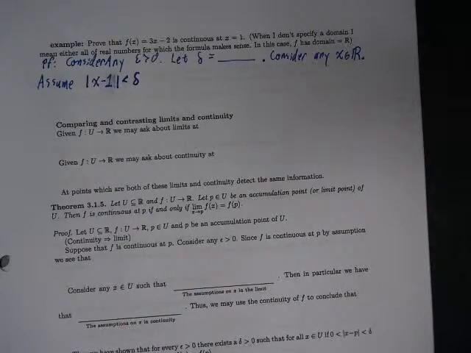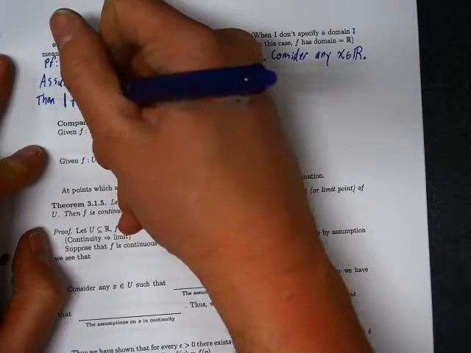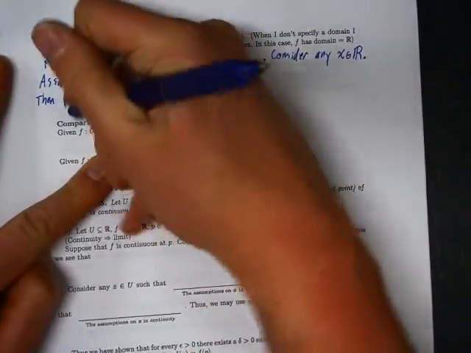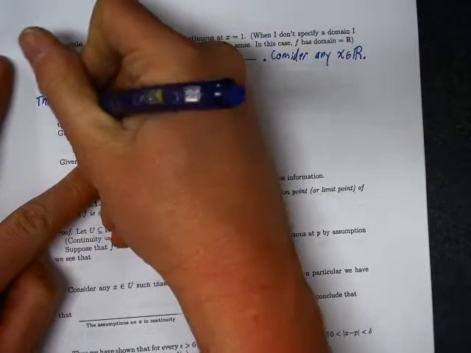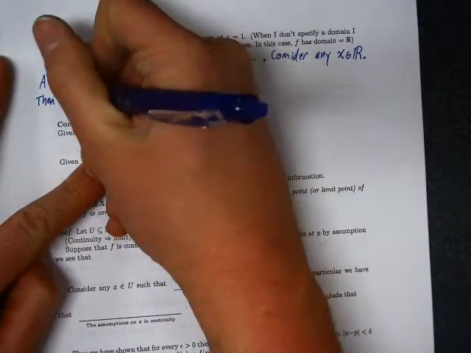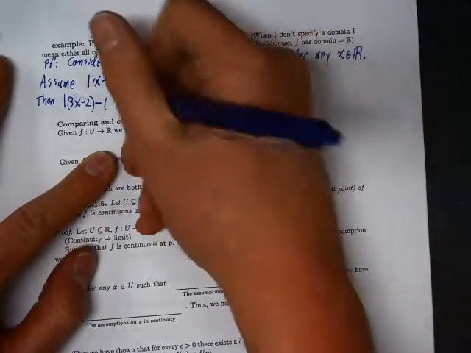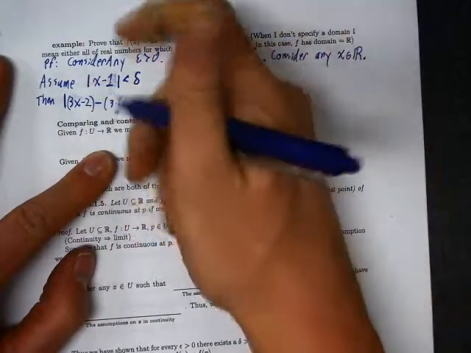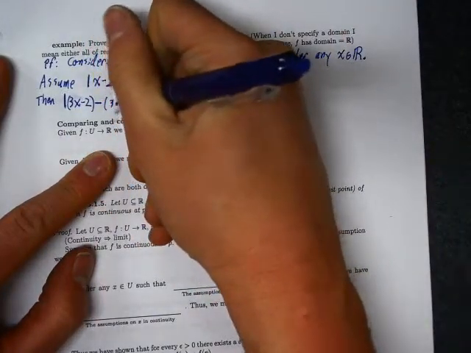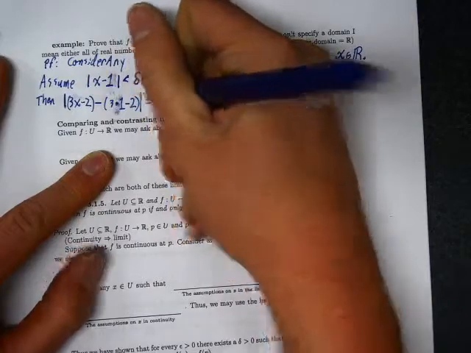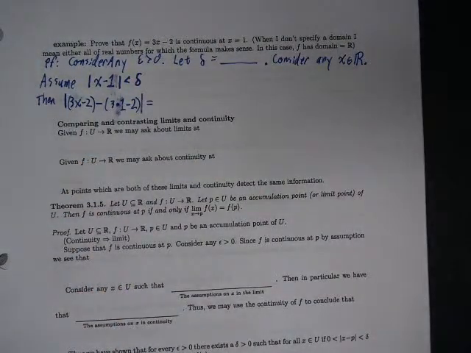But we have a specific value for this function. So let's see what we can do. Then, absolute value of f of x, which is 3x minus 2, minus f of p, 3 times 1 minus 2, is equal to, and then we need to simplify that out. Maybe we get something involving x minus p explicitly. So, proceed, simplify.